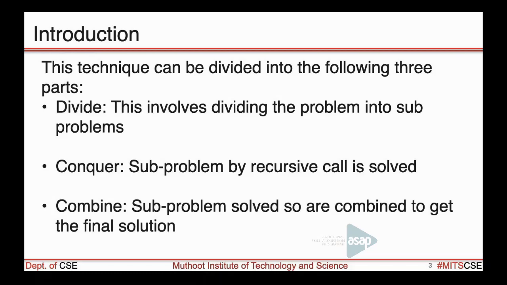So divide and conquer can basically be divided into three steps. First one is called division, second one is conquer, and third one is combine. All these three together form the basic steps in divide and conquer. Clear?